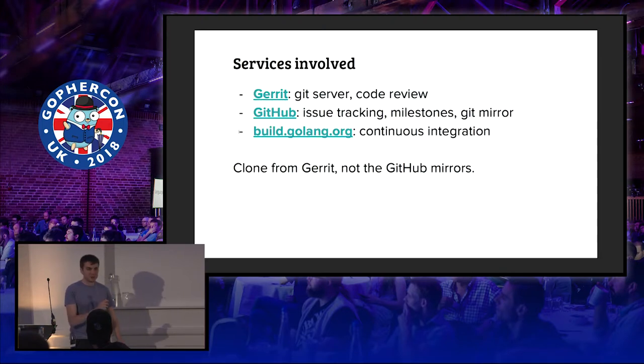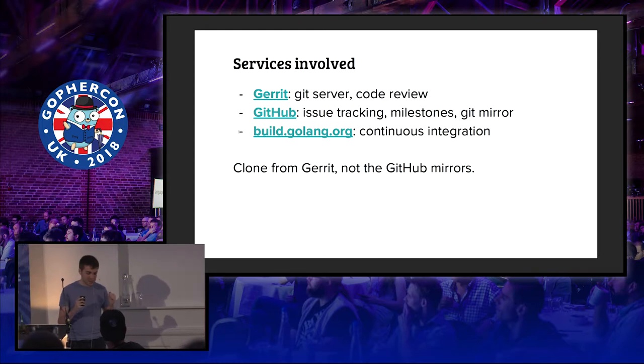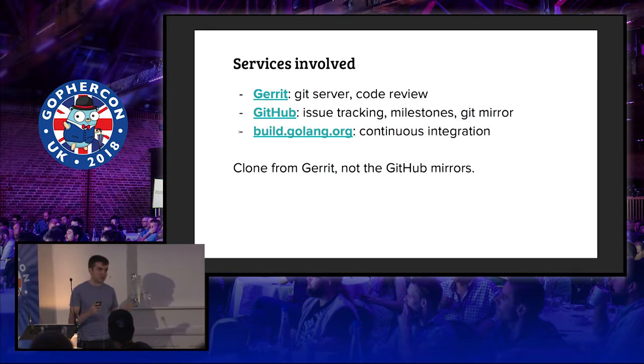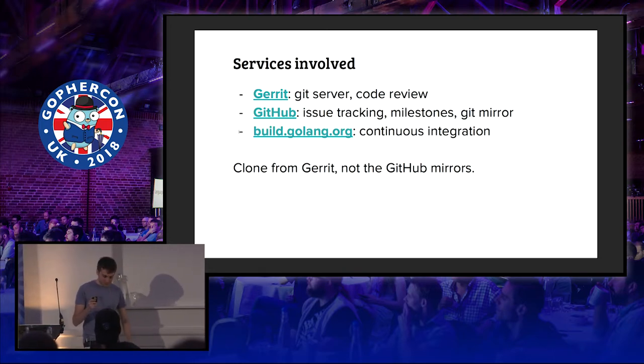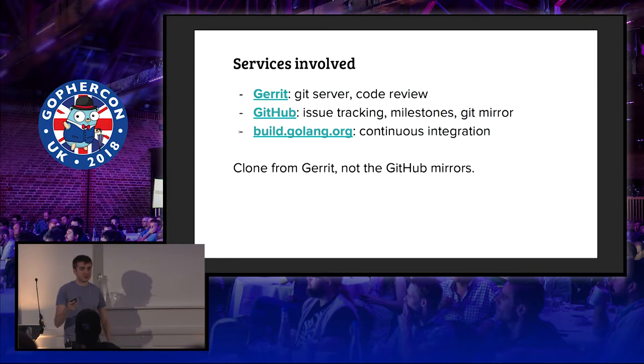There are a bunch of services involved, obviously Gerrit. If you don't know Gerrit, it's a Git server, so it's like GitHub, and it's a very powerful tool to review changes, to review pull requests. The Go project does not use GitHub for pull requests because they have been using Gerrit for a longer time. We could talk about that for a long time. GitHub is used for issue tracking, also for the milestones, and as I said, the Git mirror, but it's not going to be terribly important besides just the issue tracker.